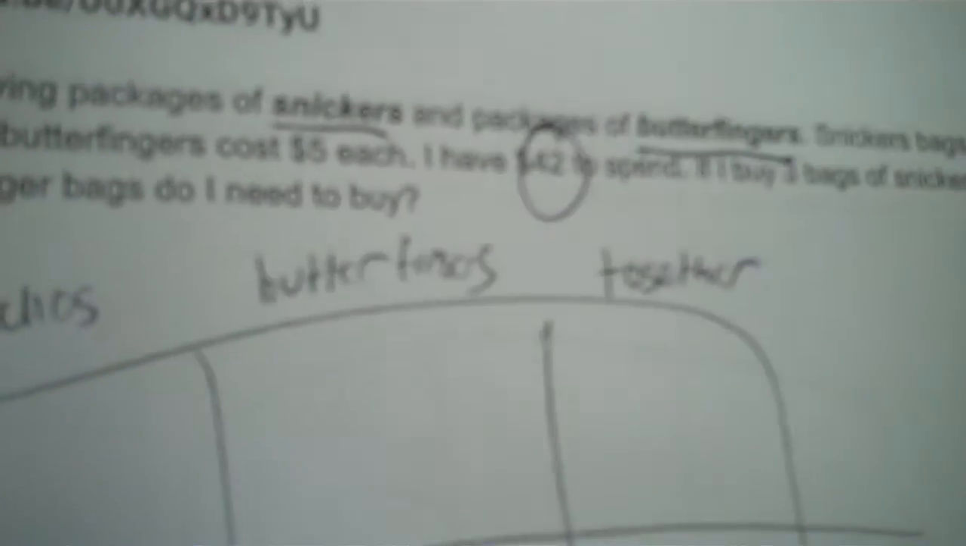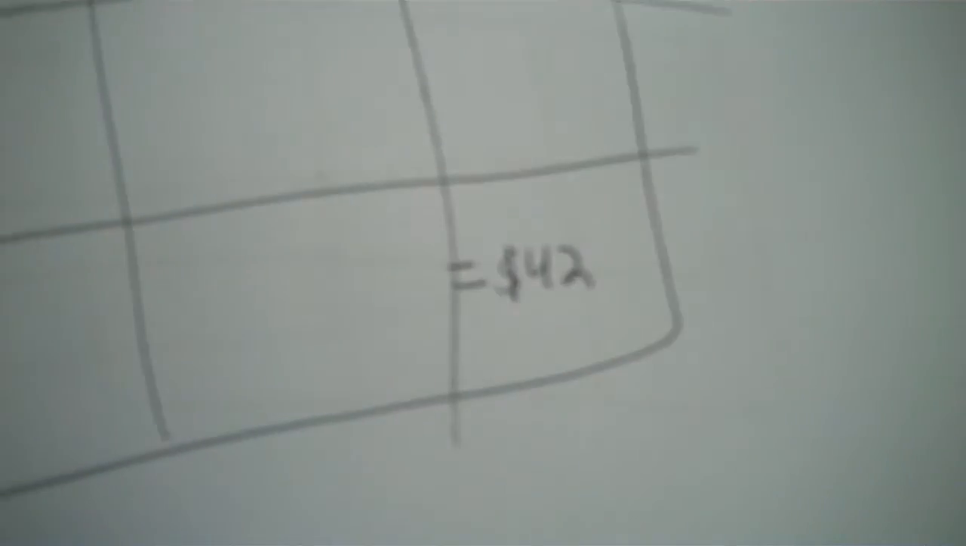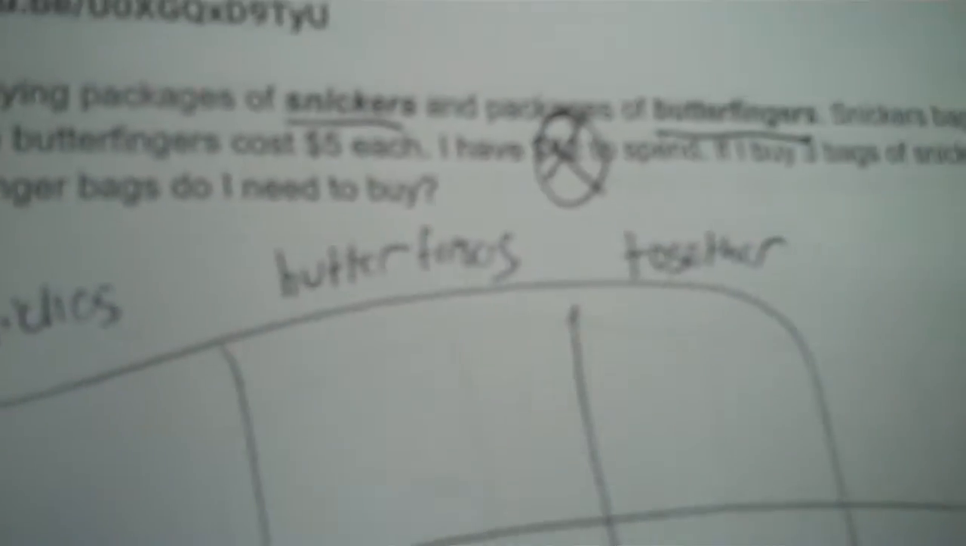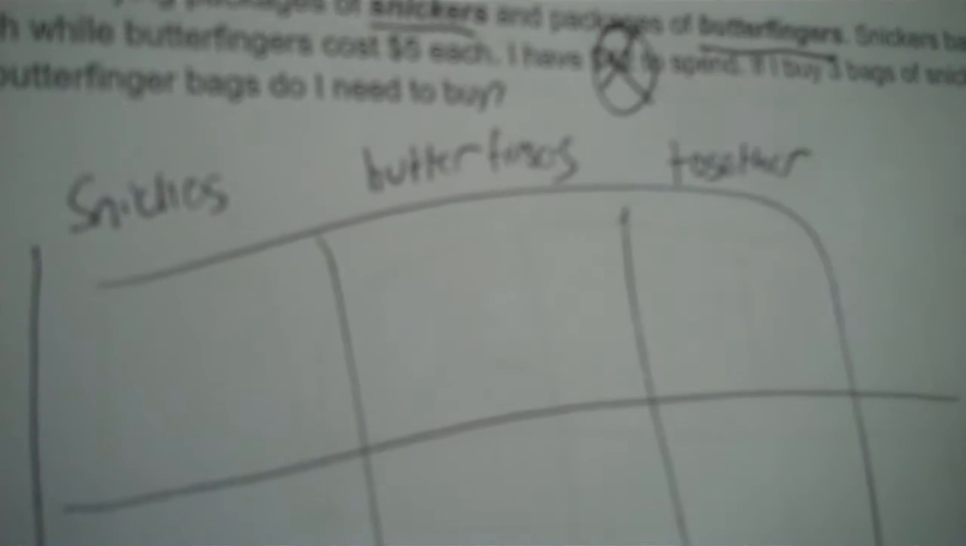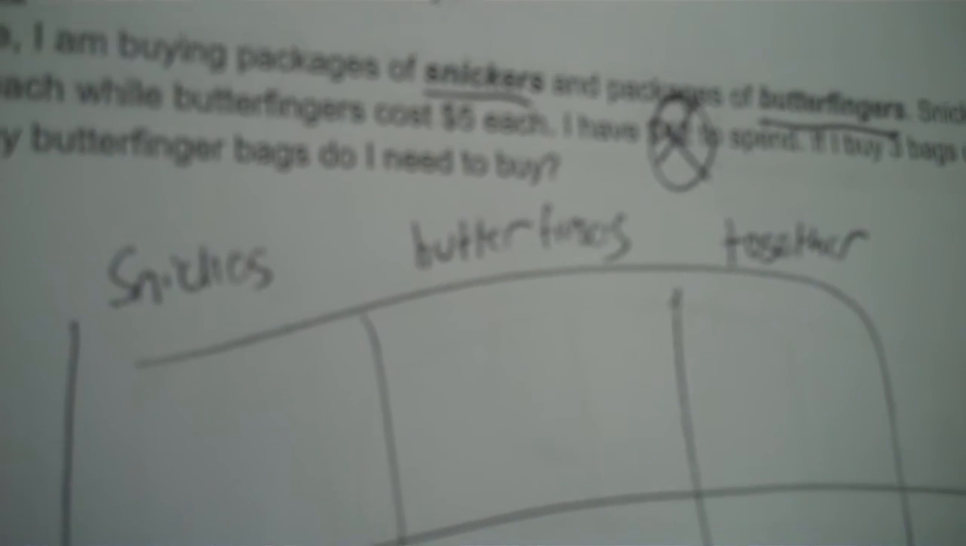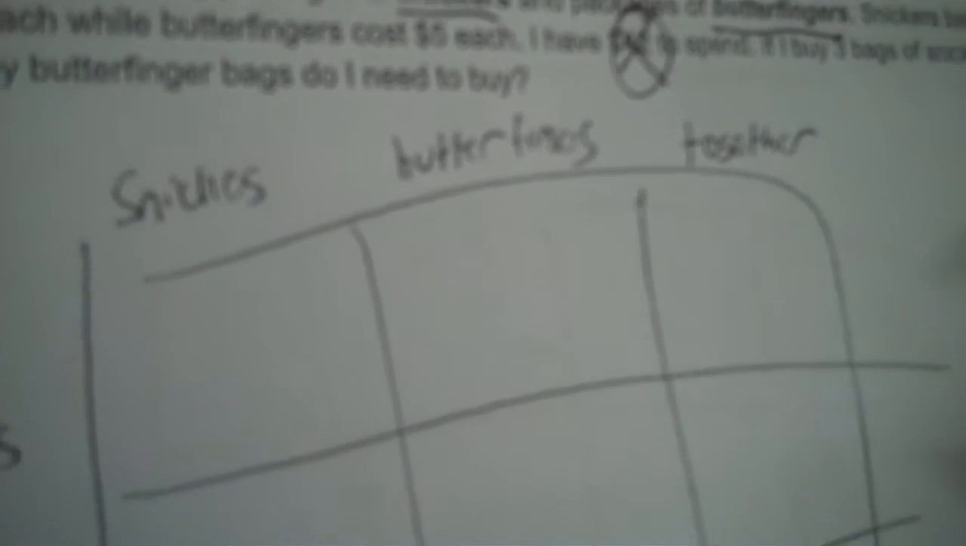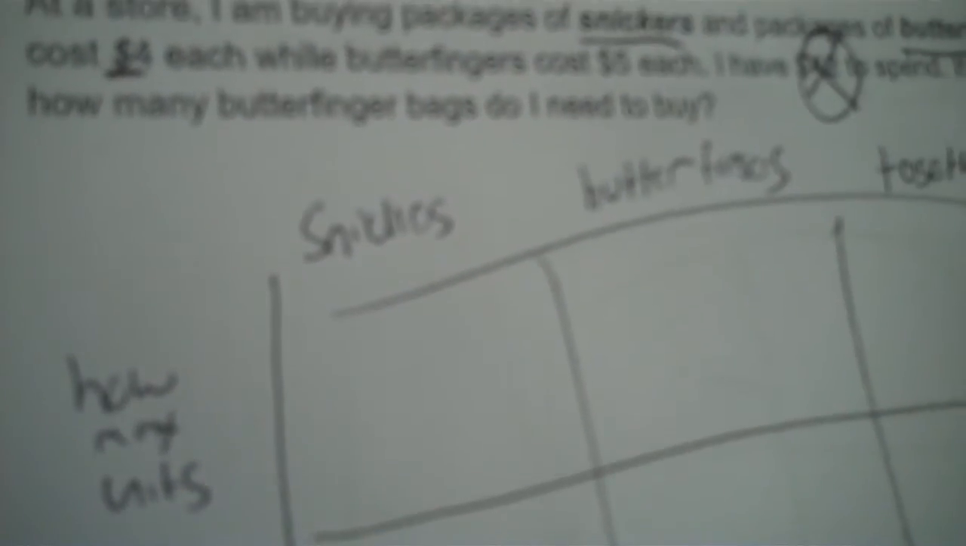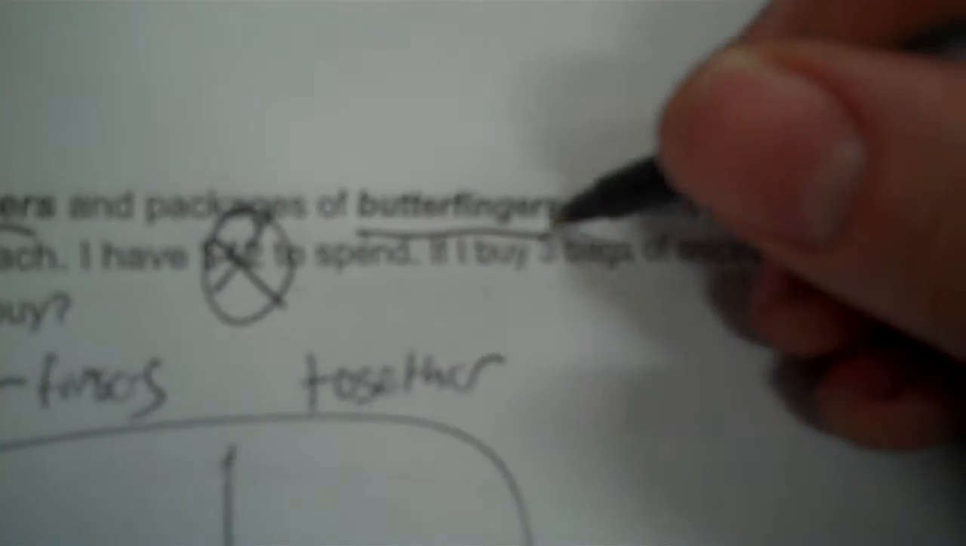Now, we're ready to start filling this out with numbers. What's your money total together? It's $42. You've got $42 to spend, so that's your money total together. Put 42, and you put an equal sign. Now cross that 42 out. Now, go up to the top row. Find me the only number in this problem that does not have a dollar sign, because how many units is not dollars? 3. 3 bags of Snickers.